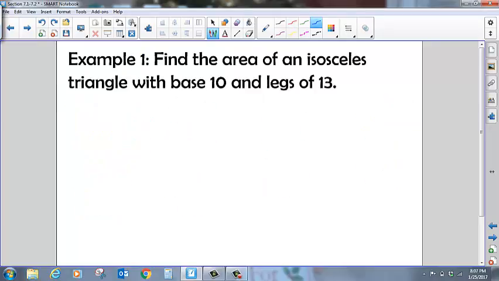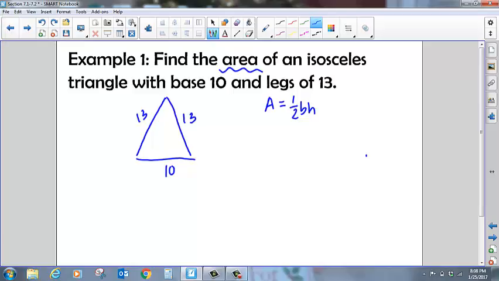Okay, so now let's get into actually using the Pythagorean theorem here. So we have the example, find the area of an isosceles triangle with the base 10 and legs of 13. So let's draw an isosceles triangle. It says it has base 10, legs of 13. Now it says to find the area of the triangle. So area of a triangle is 1/2 base times height, or base times height over 2. It's the same thing. We know the length of the base already. That is 10.